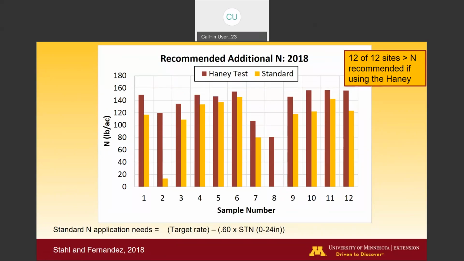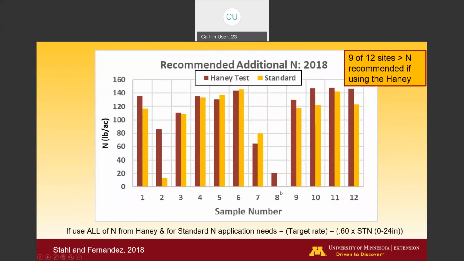Now, some people might say, okay, you're adjusting for this 60% of that residual nitrogen. With the Haney test, if that's supposed to be all available, let's not subtract off that 60%. So I did run that for each location as well, or each year, excuse me. And if you look at, I'm just going to show the 2018 for the sake of time here, we still end up with having more nitrogen being recommended if we use the Haney test to generate our guidelines versus standard tests at 9 of the 12 sites.